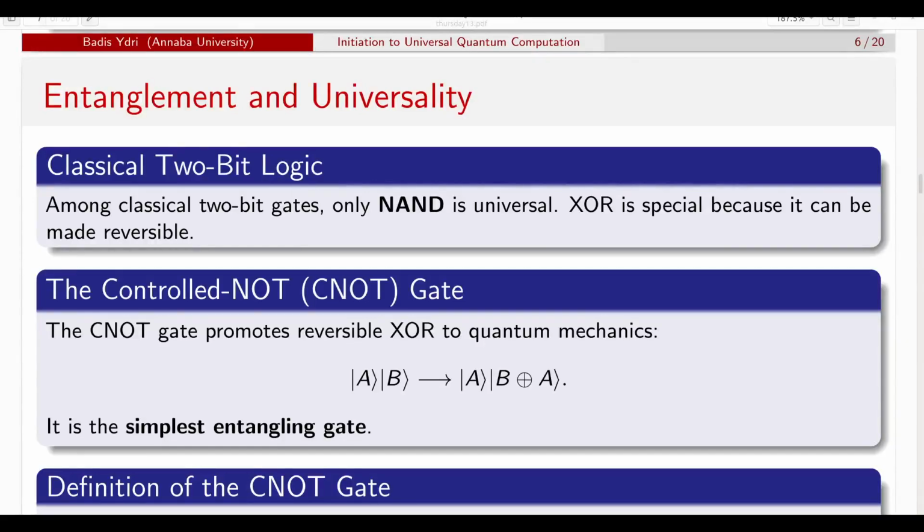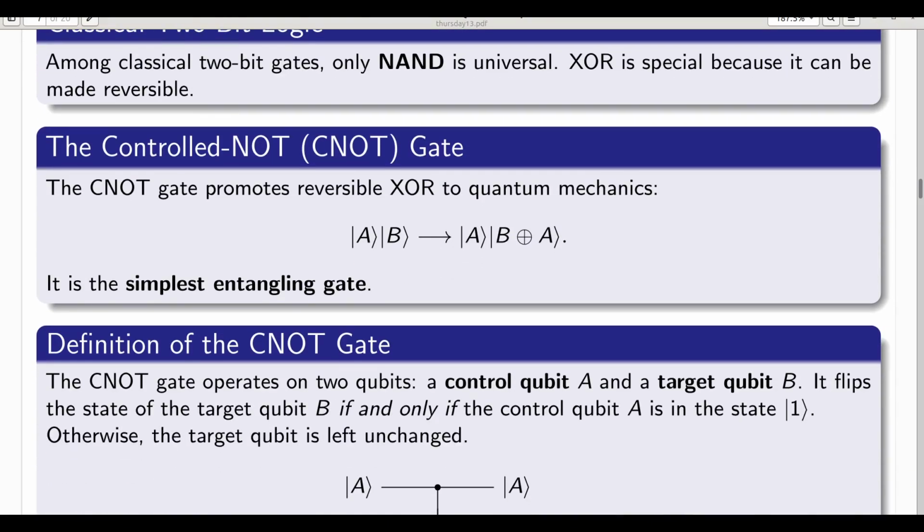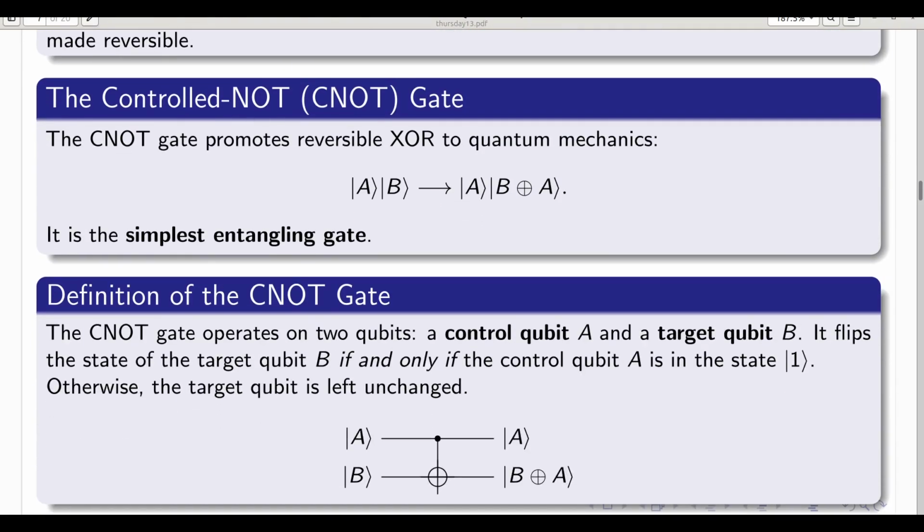In classical logic, only NAND is universal, while XOR can be made reversible. The CNOT gate lifts reversible XOR to quantum mechanics. It uses one qubit as a control to flip another, and it is the simplest gate that creates entanglement.